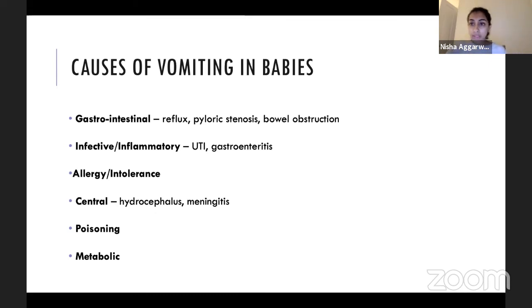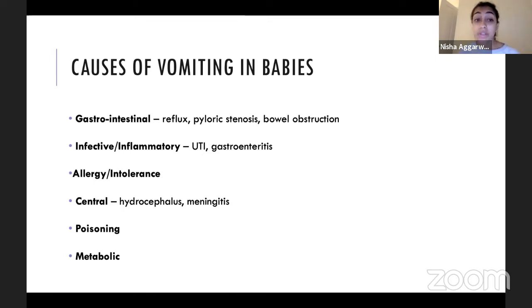So I've put a few of the causes into different categories. The main two, I would say, are gastrointestinal causes and central causes. Your gastrointestinal causes can range from reflux to bowel obstruction. It can have a really big range, from a very well baby to a very, very sick baby. You can also have pyloric stenosis or infective inflammatory causes such as a UTI or gastroenteritis. As some people mentioned, foul smelling urine is a definite cause. A UTI is a definite cause of vomiting in babies. Allergies and intolerance: think about babies who are on milk, and also when they start to wean. It's important to think about that at about 6 months.